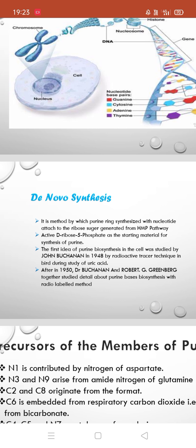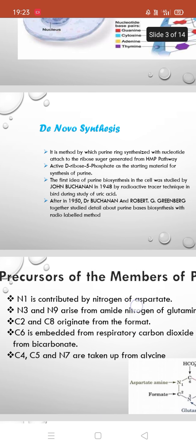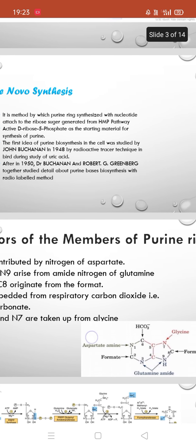After that, in 1950, Dr. Buchanan and Robert G. Greenberg together studied purine base biosynthesis in detail with the radiolabeled method. As per the study, the sources of different atoms in the purine skeleton were identified, which are the precursors of the members of the purine ring.